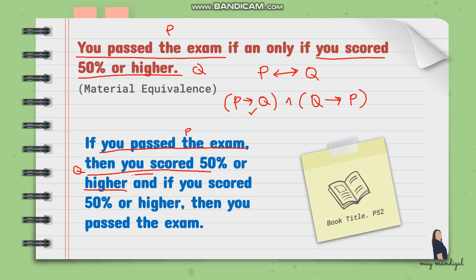And, so we have AND here: if you scored 50% or higher, so that now is our Q, then you pass the exam. If Q, then P. So again, if you pass the exam, then you scored 50% or higher. And if you scored 50% or higher, then you pass the exam. So this is now our equivalent statement using material equivalence.